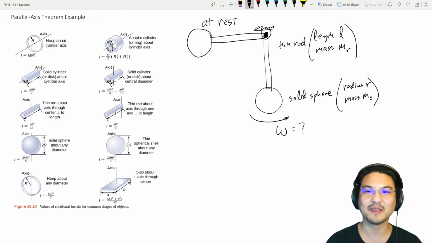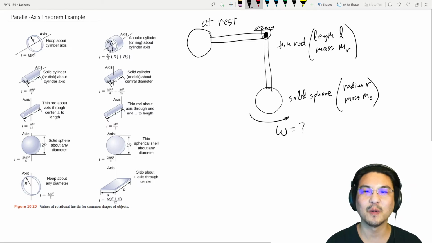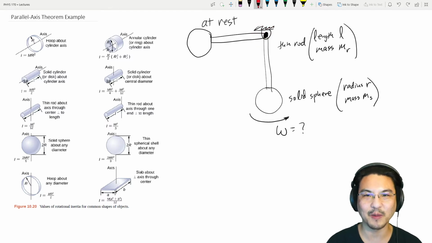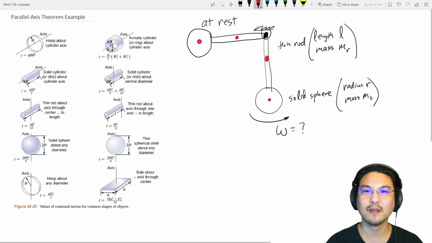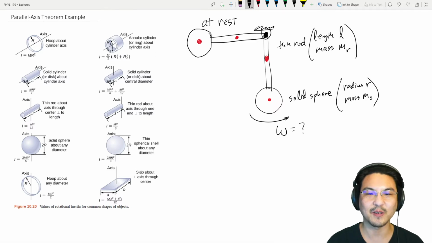Okay, how do you do this? It's at rest, so the kinetic energy is zero. Let's say there's no friction in this hinge, so there's no work being done by friction. For the gravitational potential energy, we consider the center of mass of each of these objects, the rod and the sphere. And then energy is conserved.